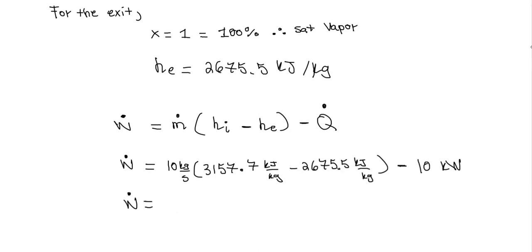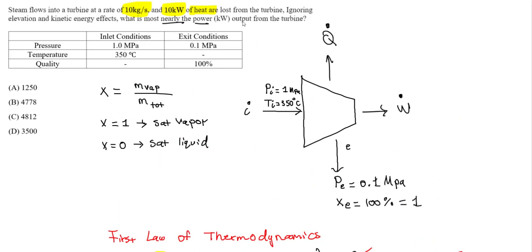Note here the units look good. This is kilograms per second times kilojoules per kilogram, kilowatts. So all the units look good. We should get an output in kilowatts. If you do the math for that, I got around, I believe, checking the calculator, 4,812 kilowatts. So this is the output power, specifically the power output from the turbine, and it should be C.